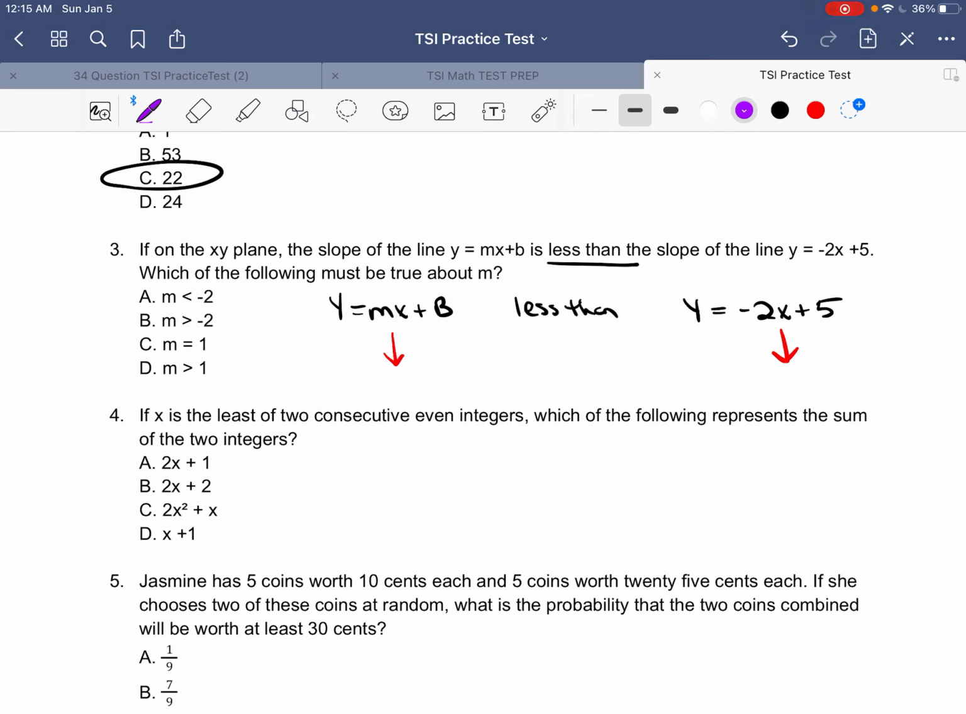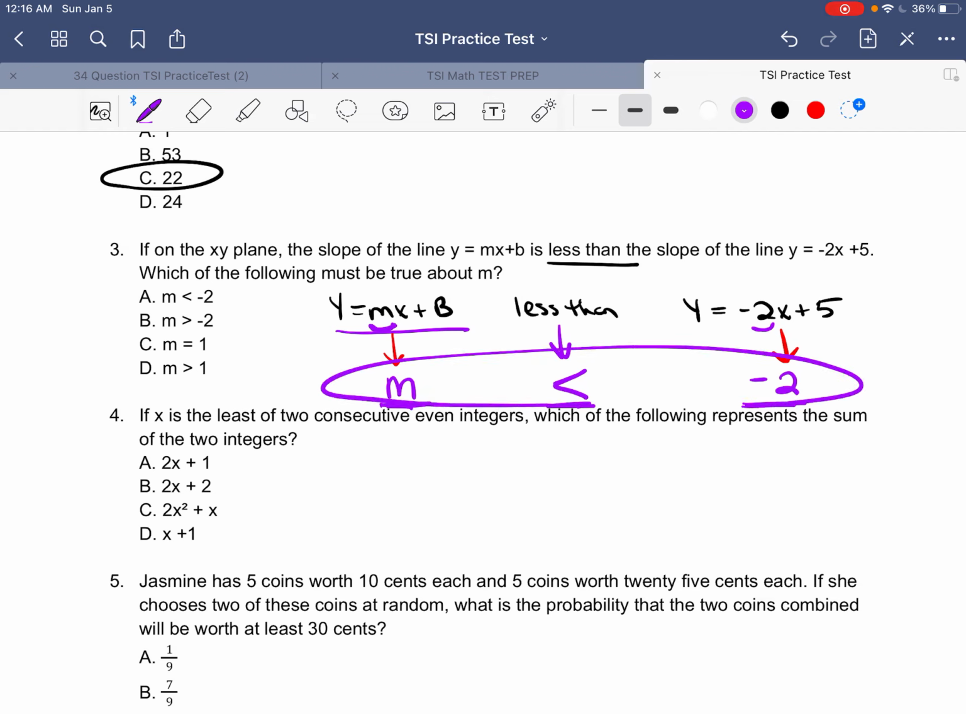So anytime you have a line that's written in slope-intercept form, which this is, whatever is written in front of the x is the slope. So in this case, the slope is just m. The sign for less than is just going to be that. And then the slope in this case would be the number in front of the x, so it's negative 2. So m is less than negative 2. That is going to be your answer. So your answer is going to be A.